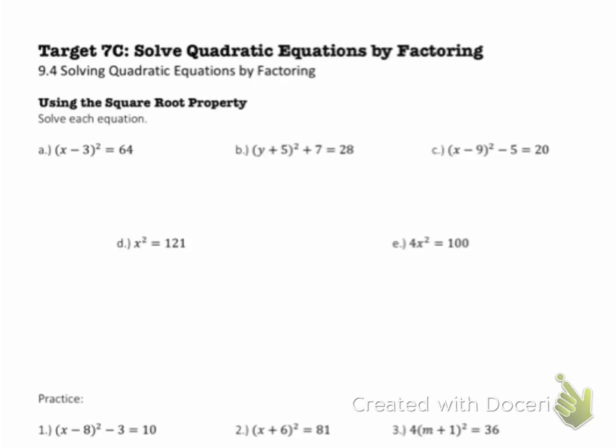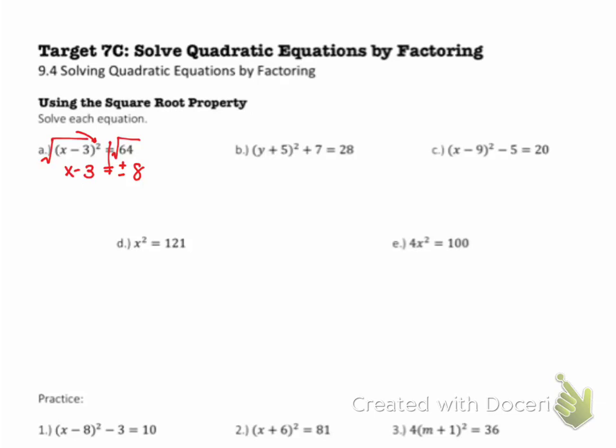So looking at A, I cannot get that minus 3 free because it's trapped by this square. Well, what undoes a square is simply a square root. So I can square root both sides. And so I'm left with x minus 3, and the square root of 64 is positive or negative 8. Remember I talked about that in the beginning of the first video of this unit? That the square root of a number technically has 2 answers. So I'm going to get 2 answers here as well.